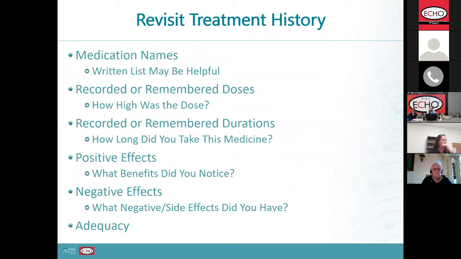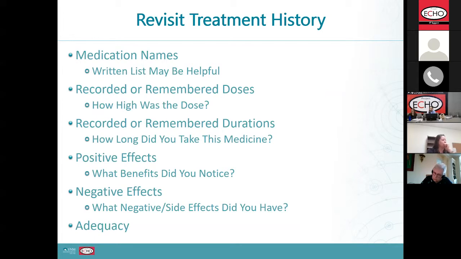Next, it's important to revisit the treatment history. Revisiting a treatment history means going through a medication list and asking people about all the different medicines that they've tried. Sometimes having a list of all the different antidepressant medications can be helpful, so people can make check boxes next to them.